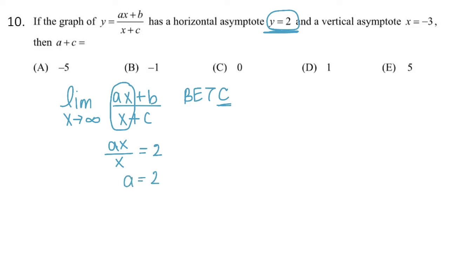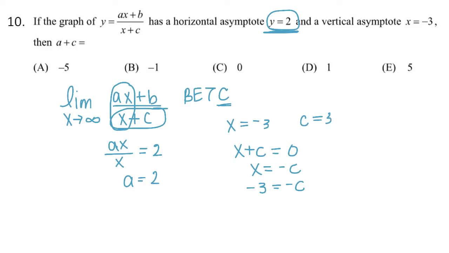Now we're also told that our vertical asymptote is equal to -3. Well, a vertical asymptote is found by setting the denominator, x plus c, equal to 0. So x equals -c, but x is also equal to -3, so we see that -3 equals -c, so c is 3. And if we need to find a plus c, well, a plus c is going to be 5, so that tells me that our final answer should be answer choice E.